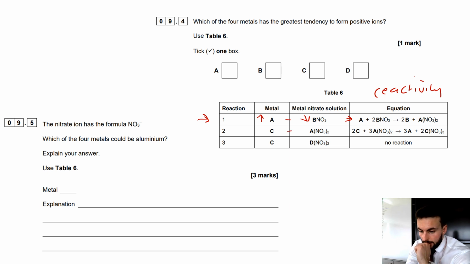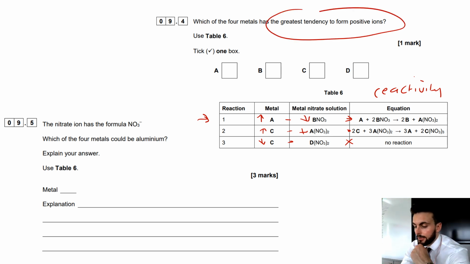In this one we've got a reaction, so it tells us that C is more reactive than A. So far C is the most reactive one because it's the highest up the list. Then the bottom one, nothing happened. So that tells us that C is less reactive than D. So C is more reactive than all the other ones, but it's not as reactive as D. That tells us that D is the most reactive, so it's going to have the greatest tendency to form an ion because it's the most likely to react. So the answer is D.